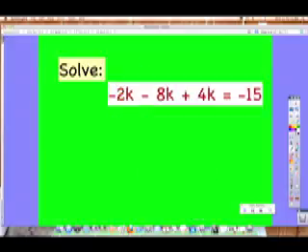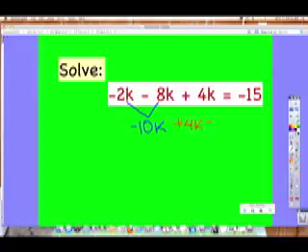Okay, here we go. Hand in the air. Tell me what you did first on this one. Deegan, what'd you do? I did negative 2K minus 8K. All right, so you did negative 2K minus 8K. What'd you get, Deegan? I got negative 10K. All right, negative 10K. Deegan, I'm just going to keep writing this down. So bring down that plus 4K. Bring down your equals negative 15.